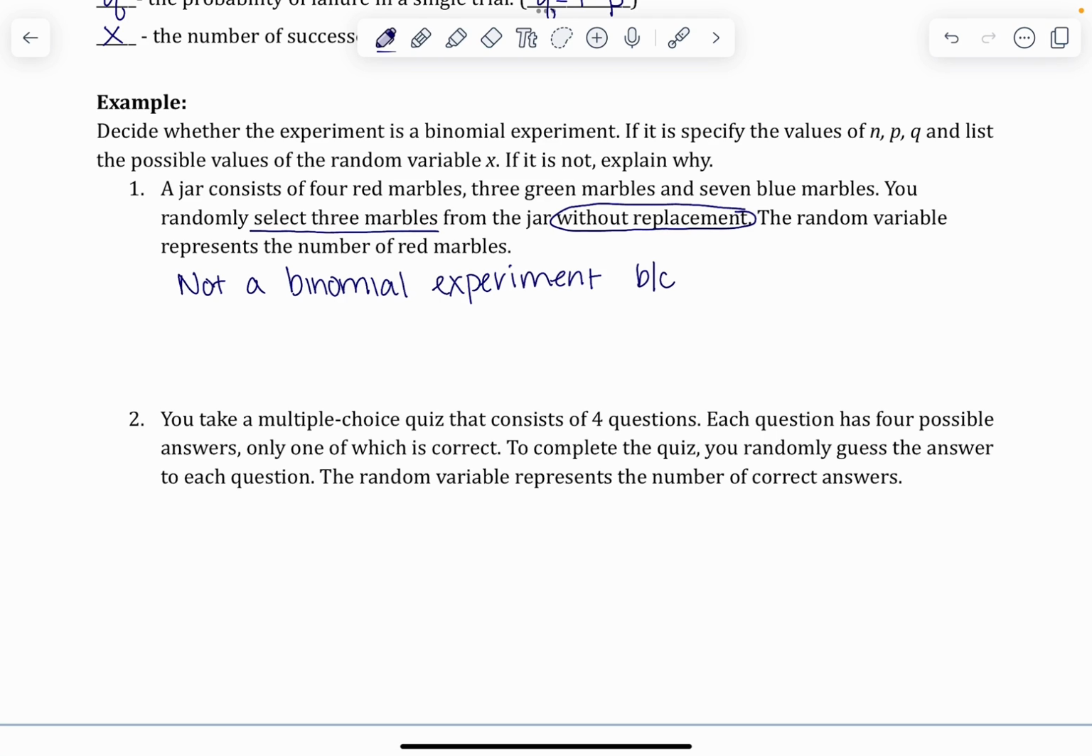It is not binomial because each trial is not independent, by not replacing the marble.